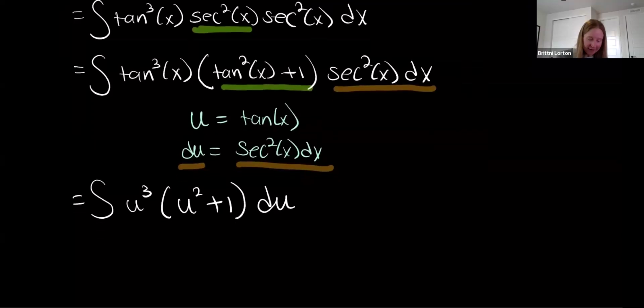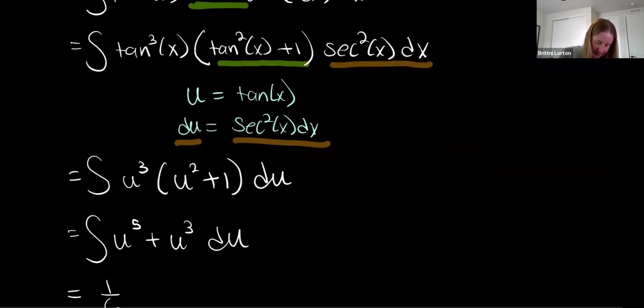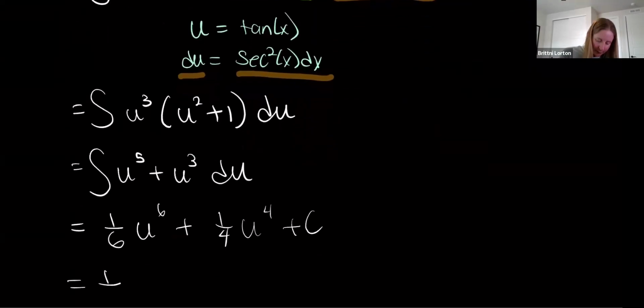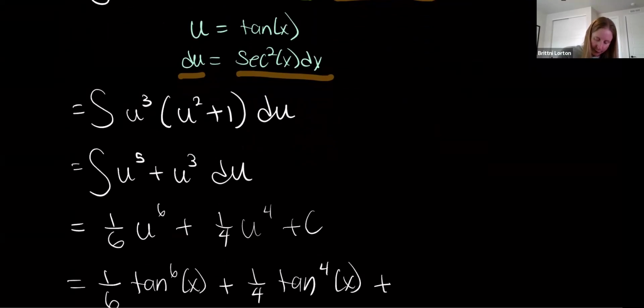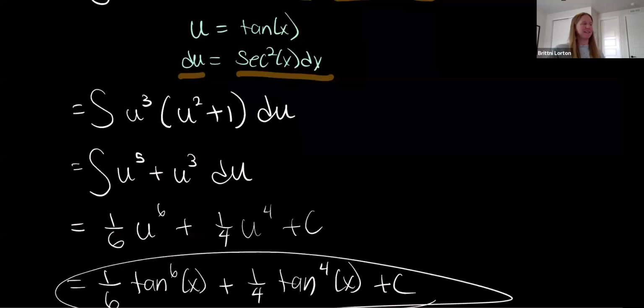And then this is something that I can integrate as well. I'm going to turn that into the integral of u to the 5th plus u cubed. I distributed. Then I'll do the antiderivative as 1/6 u to the 6th plus 1/4 u to the 4th plus c, and then last but not least, replace. So 1/6 tangent to the 6th of x plus 1/4 tangent to the 4th of x plus c. Ta-da! All right, kind of tricky.